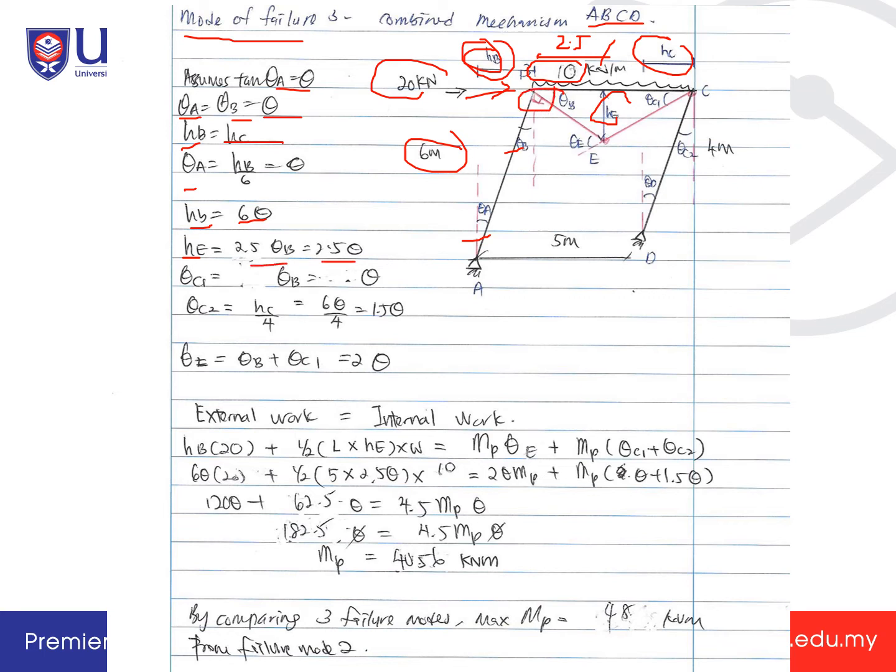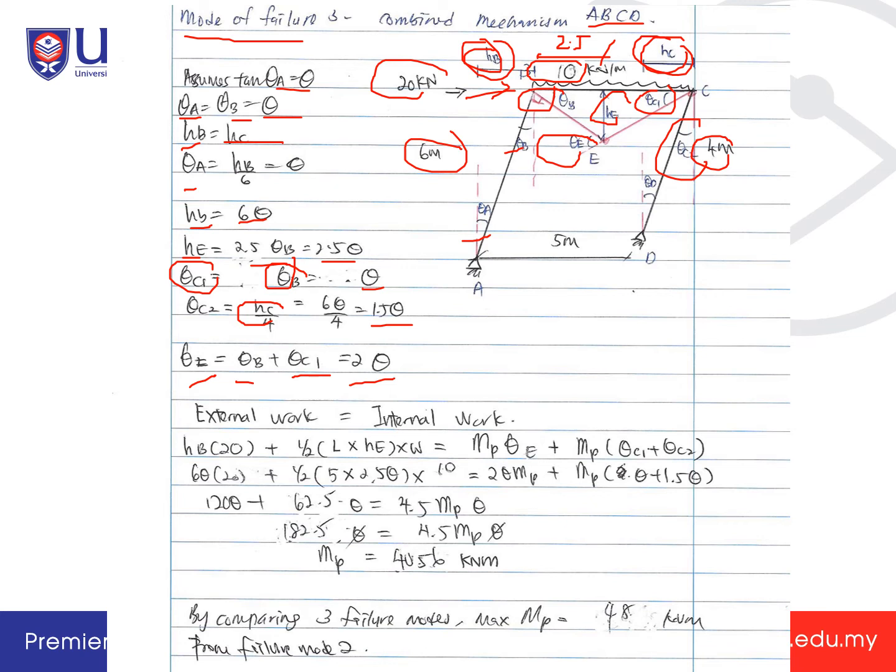So theta C1 is equal to theta B, so it is equal to theta. And then theta C2 is equal to HC over 4, so it is equal to 1.5 theta. So theta E is equal to theta B plus theta C1, so it is equal to 2 theta.